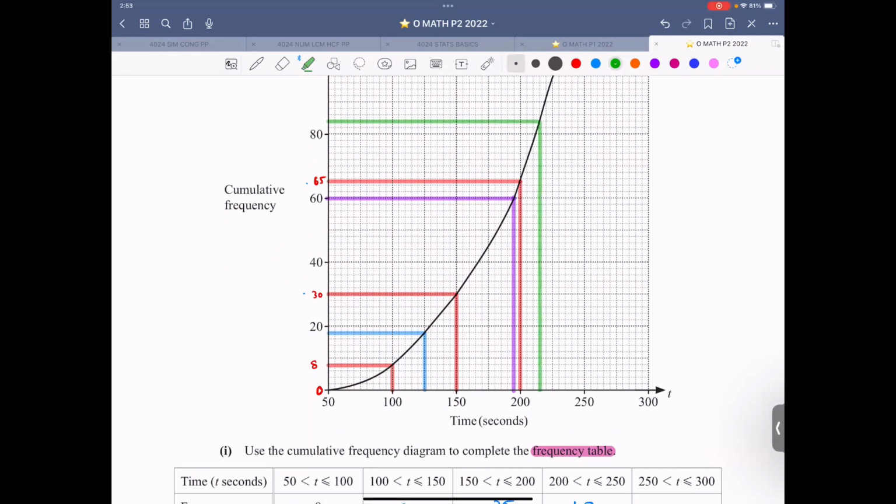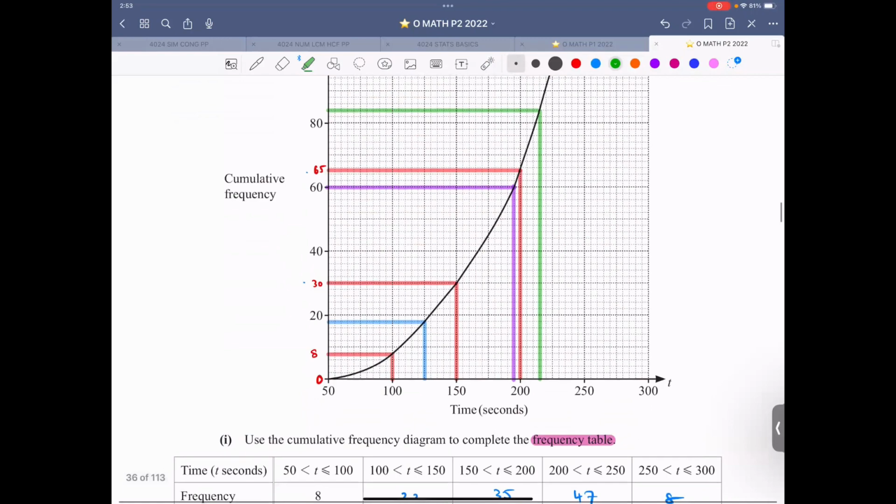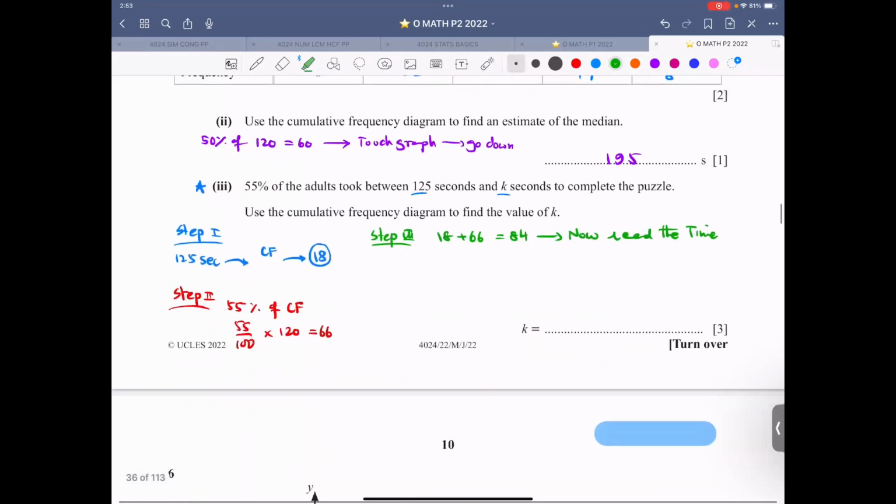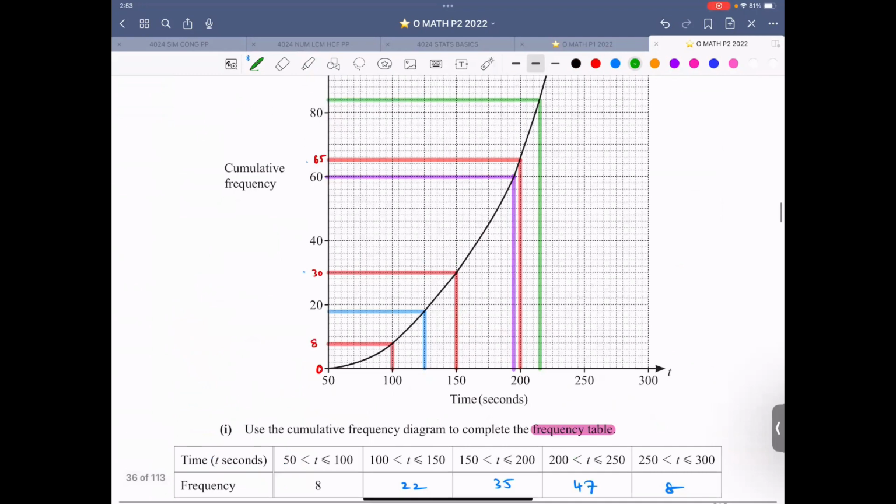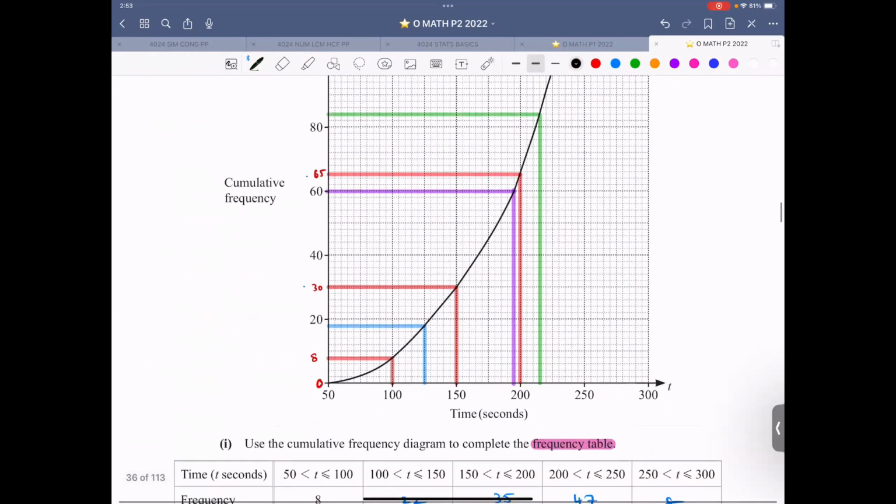Read off this value. That is, I think, 215. That is what I'm getting. So this value is 215. That is the value of K. So basically what we have done, let me again explain it to you a little bit slower.